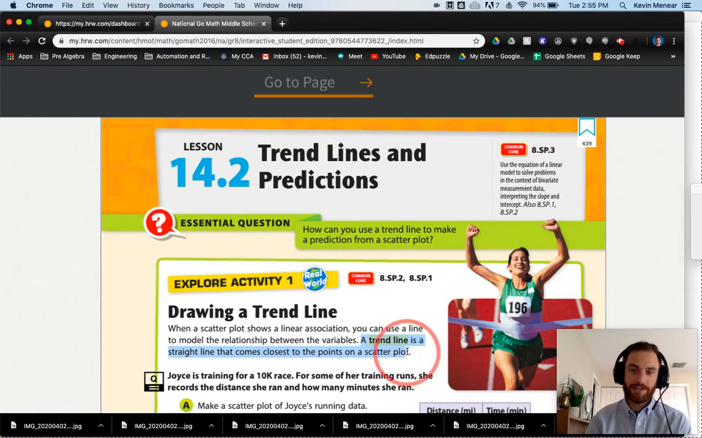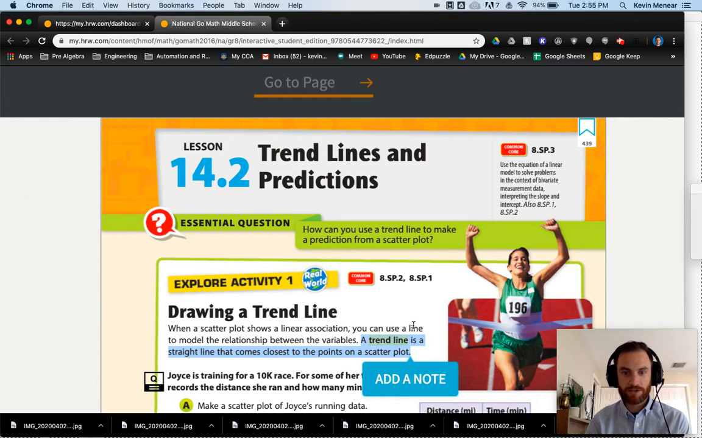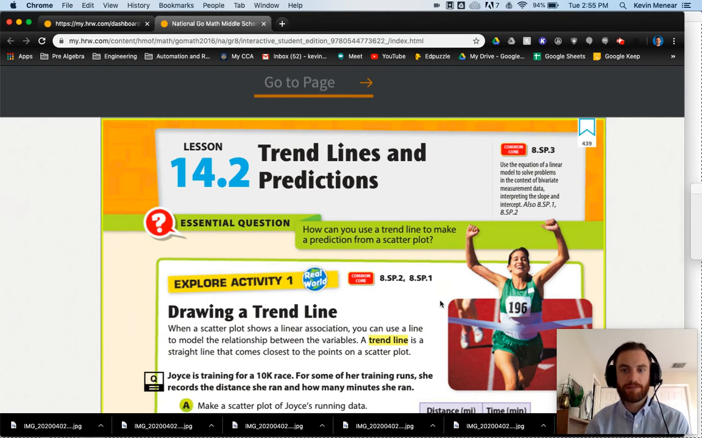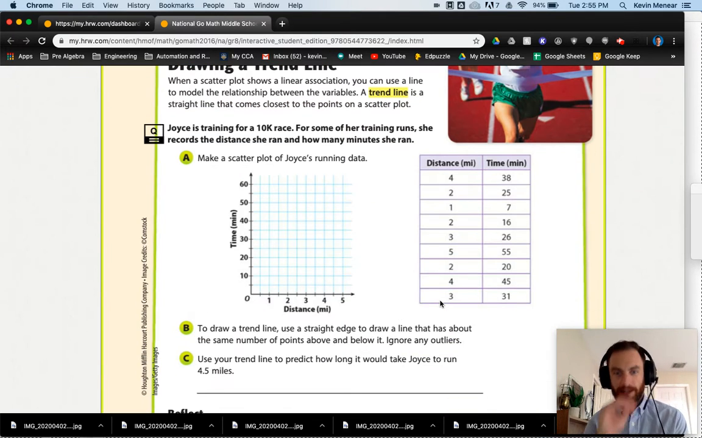Well, it says it right here. A trend line is a straight line that comes closest to the points on a scatter plot. But basically what a trend line is, another way of saying it, is a line that basically matches the data.